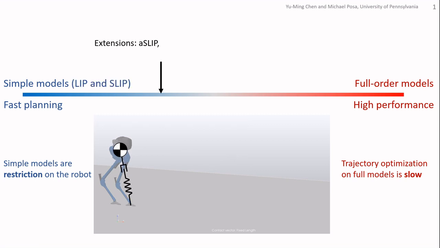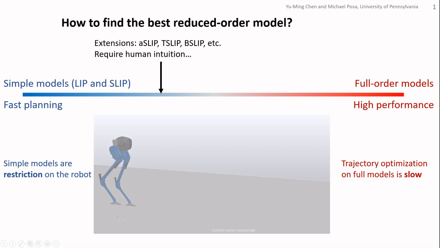For example, some people add an actuator between the mass and the spring. This model is called A-SLIP. Some add moment of inertia to the body. Some use two springs for the legs. Overall, we can see that these model extensions require human intuition. Therefore, a goal of this project is to find the best reduced order model.